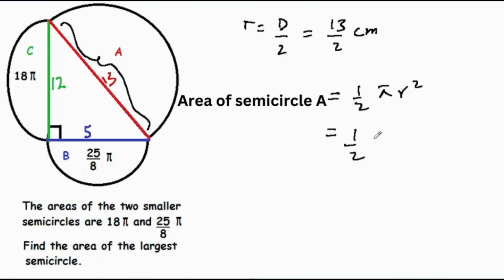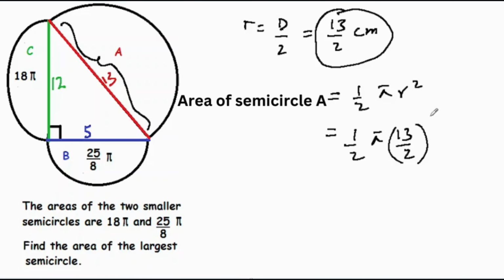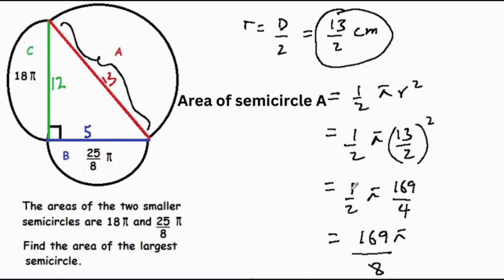So we're going to have half, we have our pi. So our radius, the radius is 13 divided by 2. So let's have it 13 divided by 2 squared. Okay, we still have our 1 over 2 pi. So 13 divided by 2 squared is actually 169 divided by 4. Good. So we have 1 times pi times 169. That will be 169 pi. And 2 times 4 is 8. So the area of semicircle A is 169 pi divided by 8.